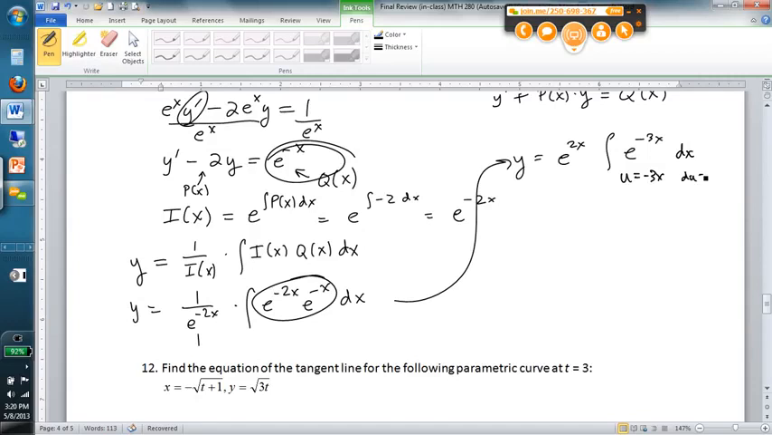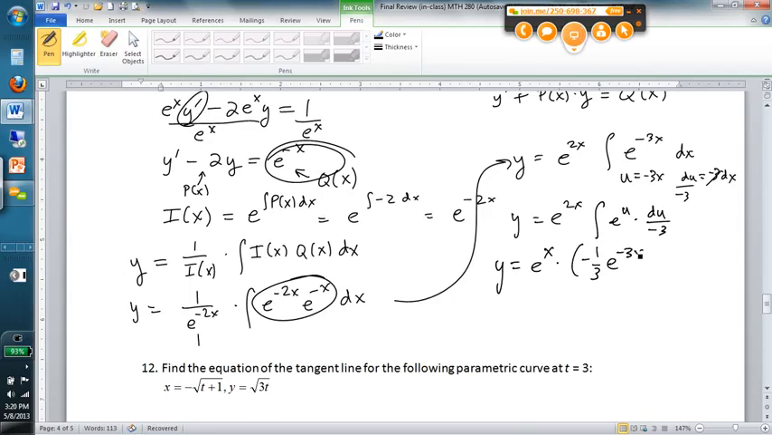U equals negative 3x. Du then would be negative 3 dx, or du over negative 3 is dx. So I have y equals e to the 2x integral e to the u times du over negative 3. Hey, that's just a nice integral there. It's e to the 2x times, let's call it negative 1/3, e to the u, the antiderivative. U is, though, negative 3x, plus c.